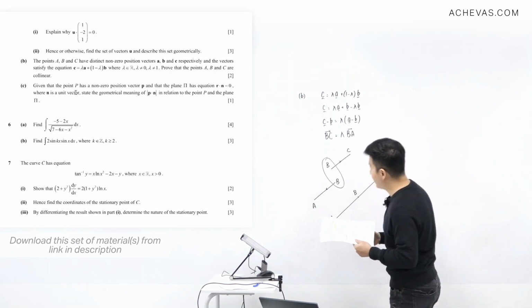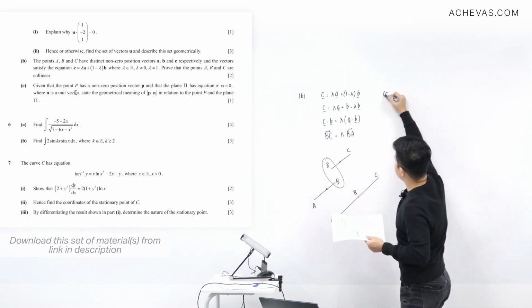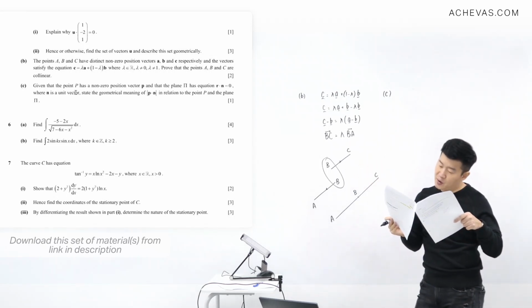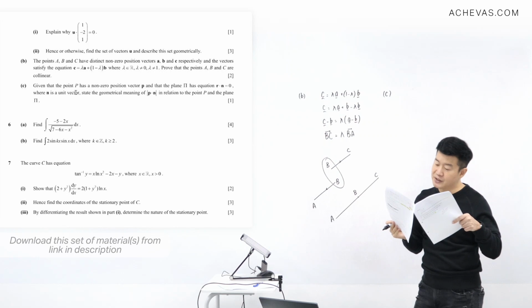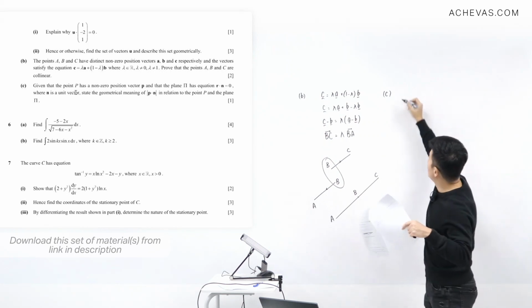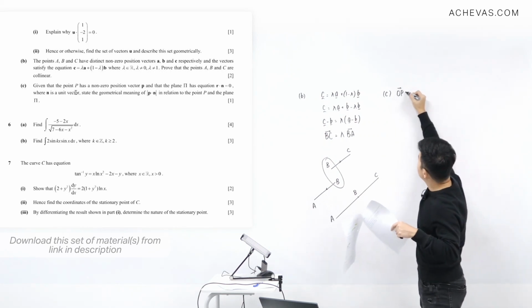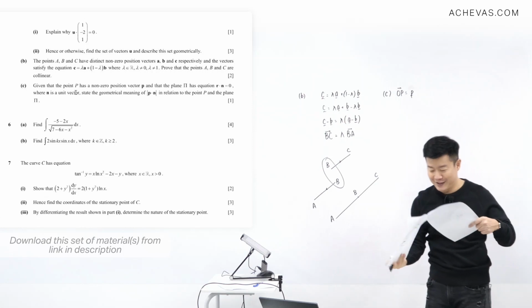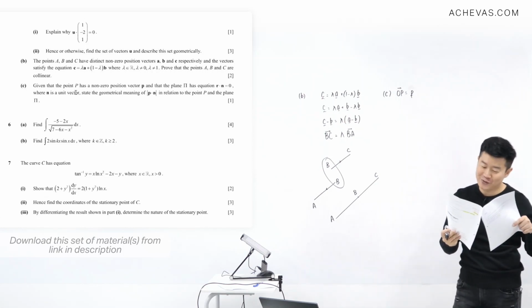Let's take a look at part C. For part C, the question told us that there is this point P and it has a position vector p. So we know that OP is going to be this p. Oops, I was almost going to write a unit vector, but the question didn't say that it's a unit vector. It is a non-zero position vector p.